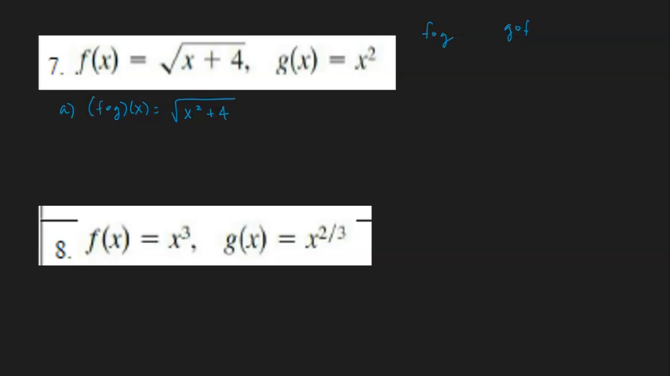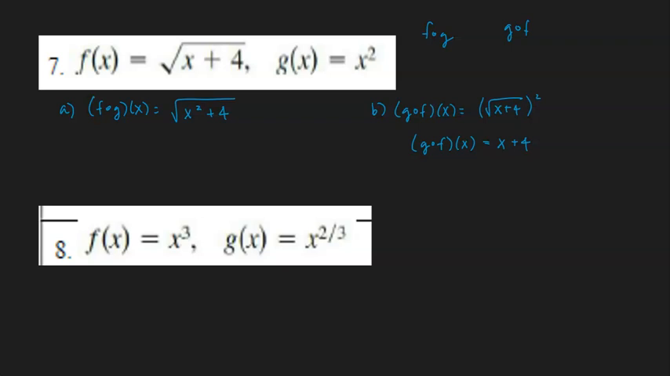And then B is g of f of x. So f is the input function. So now we're going to take the square root of x plus 4 squared. That's it, right? That's the output. And then g of f of x equals x plus 4.